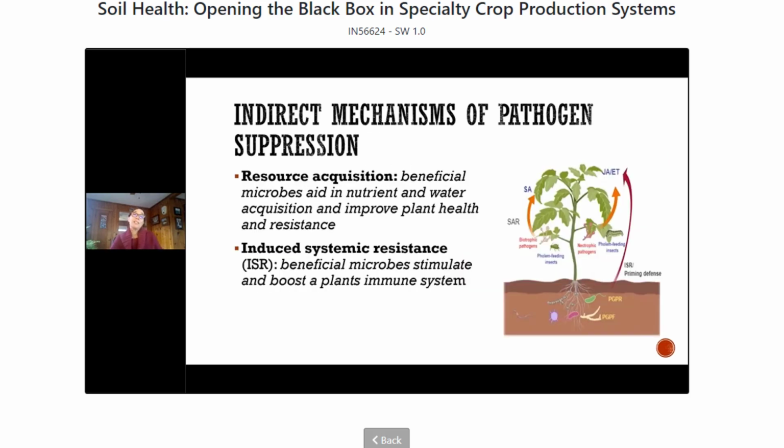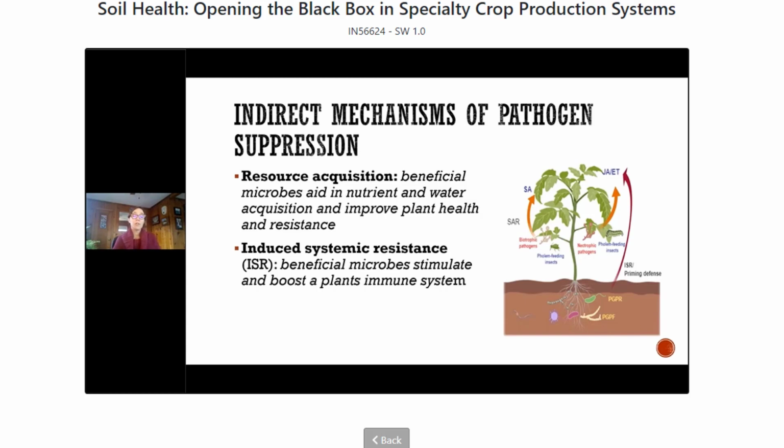So next, there are indirect mechanisms of pathogen suppression. This might be the case where microbes in the soil are enhancing the health of the plant by helping them acquire nutrients and water, and so the plant's just more healthy and able to withstand pathogen pressure.